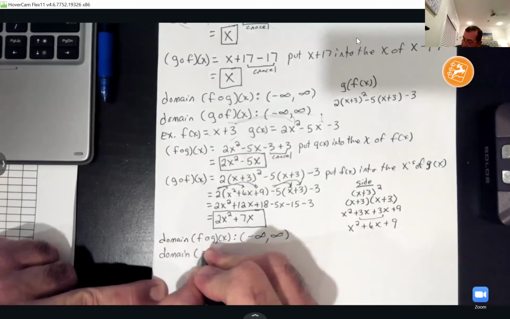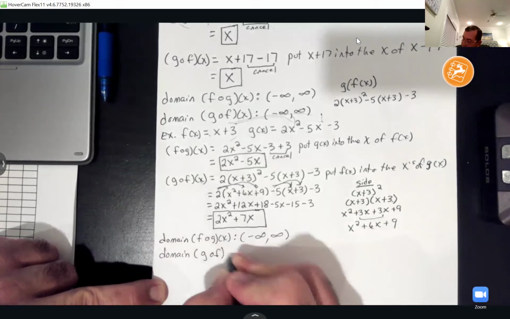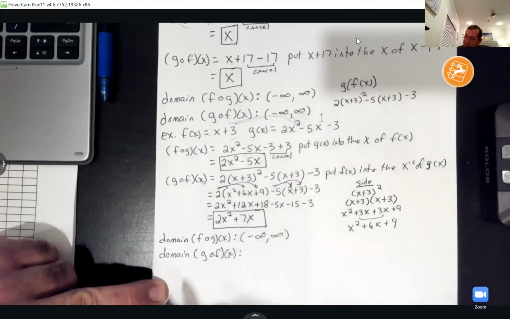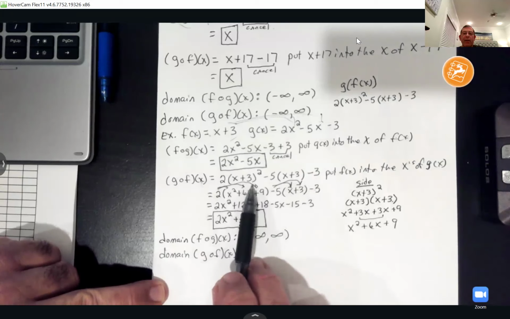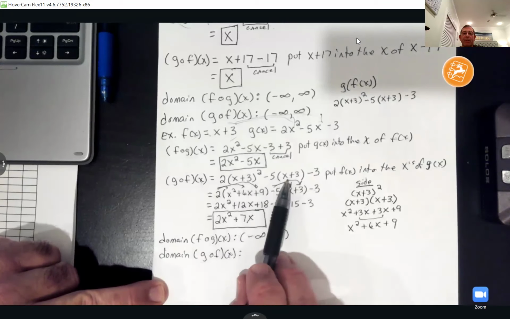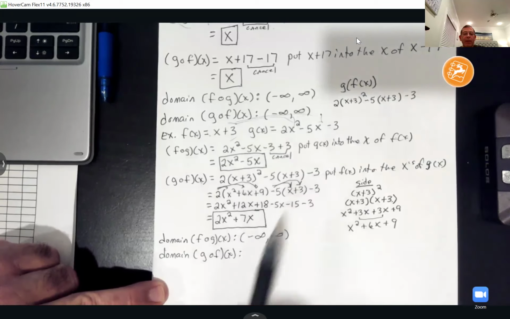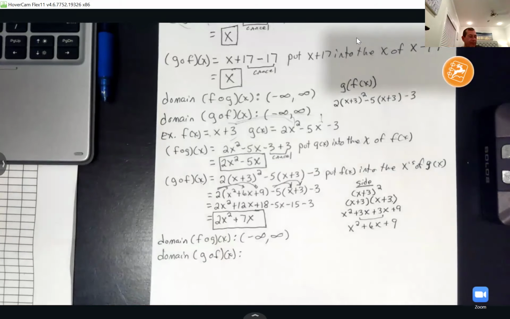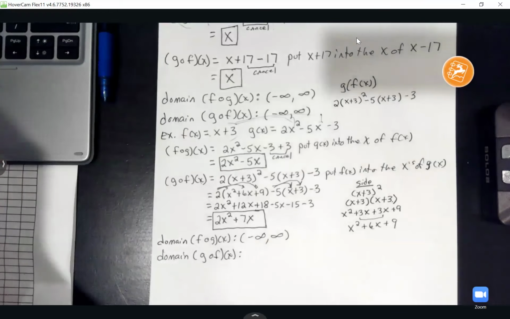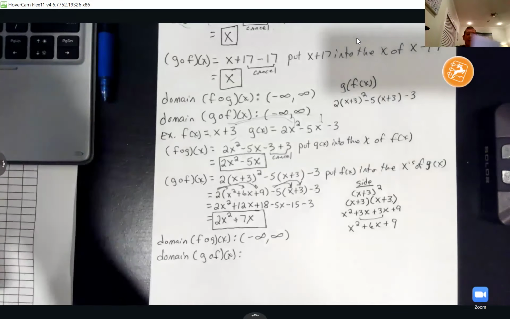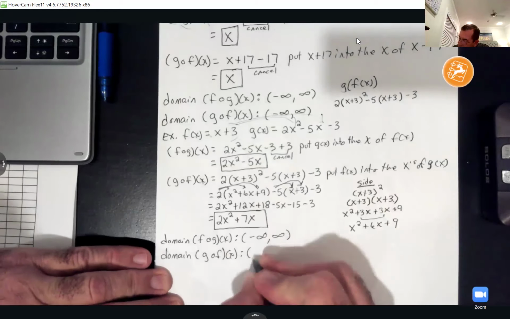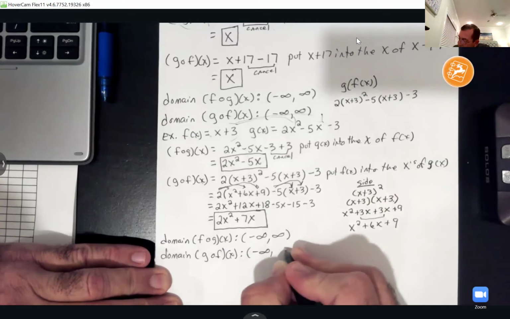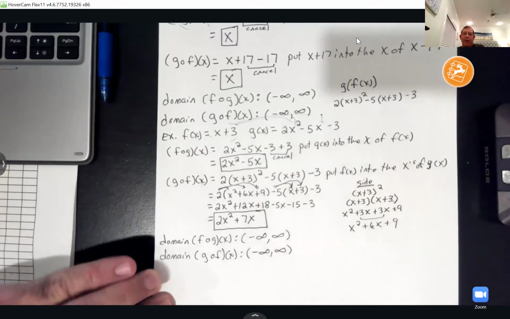All right, the domain of G of F of X. So G of F of X was right here: 2 times X plus 3 squared minus 5 times X plus 3 minus 3. What's that domain? Same thing, right? Because you don't have any fractions, so it'll be negative infinity to positive infinity.